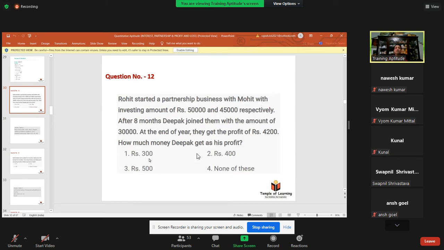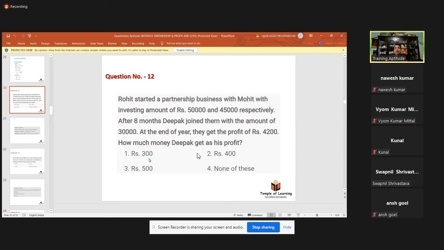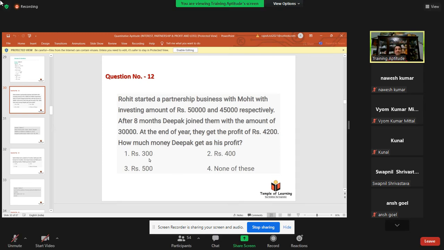Rohit started a partnership business with Mohit with investing amount of 50,000 and 45,000. After 8 months, Deepak joined them with an amount of 30,000. At the end of the year, they get a profit of 4,200. How much money Deepak will get? Please understand here, the proportion of money invested is 10 is to 9 is to 6.